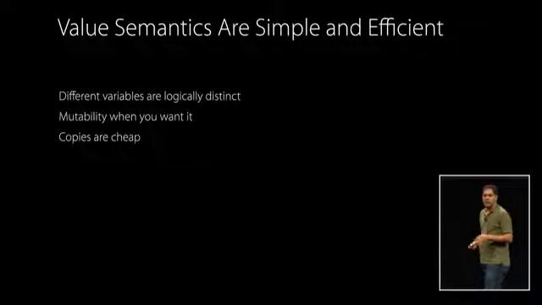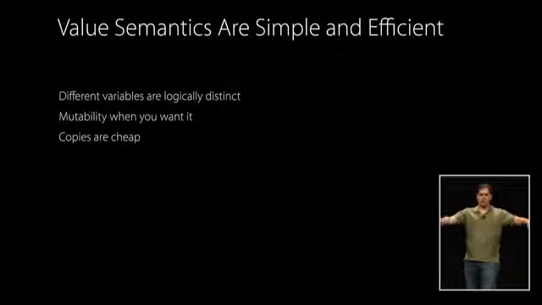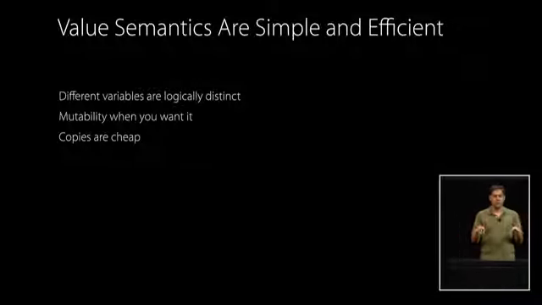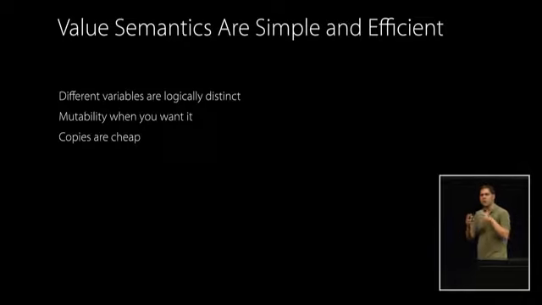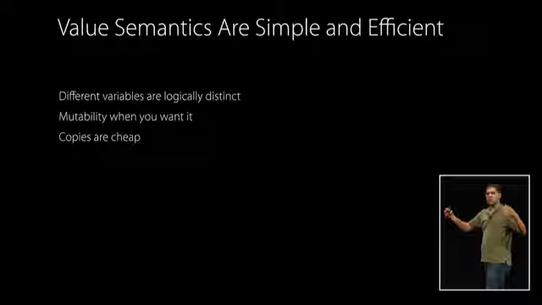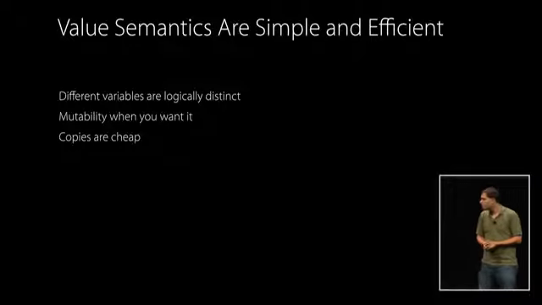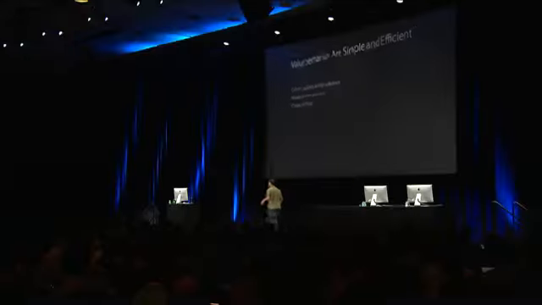So we really love the value semantic programming model. Different variables are logically distinct always. You have the notion of mutation, an efficient mutation, when you want it locally controlled. But you have these strong guarantees of let, meaning it's not going to change elsewhere. And copies are cheap, which makes this all work together. All right, with that, I'd like to hand it over to my colleague, Bill Dudney, who's going to talk about value types in practice.